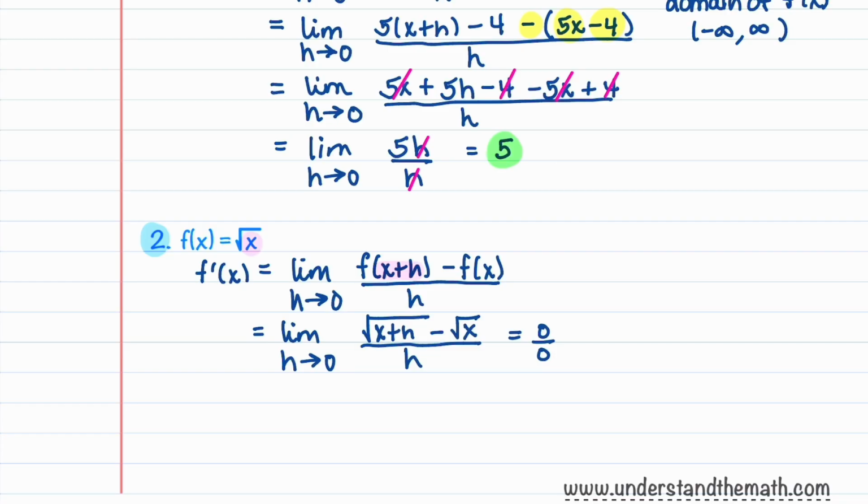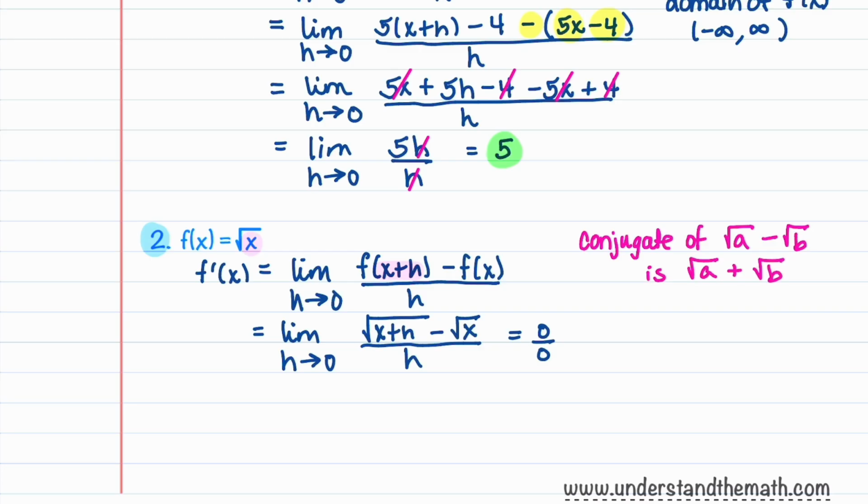To evaluate this limit, notice that we have a square root minus another square root. That tells us that we should multiply by the conjugate. Let me write up here what the conjugate is. The conjugate of the square root of a minus the square root of b is the square root of a plus the square root of b.